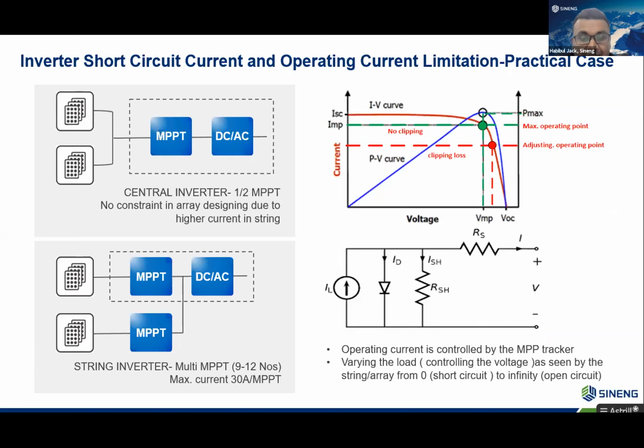So what does the MPPT current limitation of an inverter really mean? Operating current is controlled by the MPPT tracker by varying the load, or we can say controlling the voltage as seen by the string or array from 0 to infinity. When the current of the string or array exceeds the MPPT current limit, it will move past the knee point down to the lower part of the curve. Because of that, power will be clipped. The inverter with a lower MPPT current rating will still operate, but we can't harness the maximum power from the array, and that ultimately will lose some power.